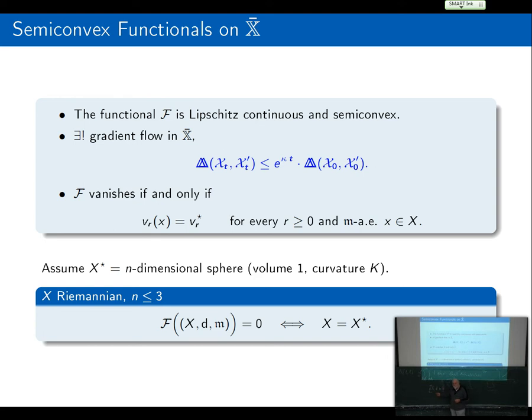I will now give you the precise description of this space. And this is the following. Look at the naturals, and look at all possible metrics on these naturals.